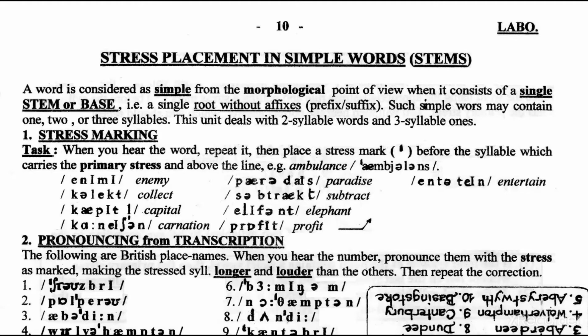Enemy. Yeah, the stress is on the first syllable, on e. Collect. The stress is on the second syllable, on lect. Capital. So the stress here is on the first syllable, on ca.